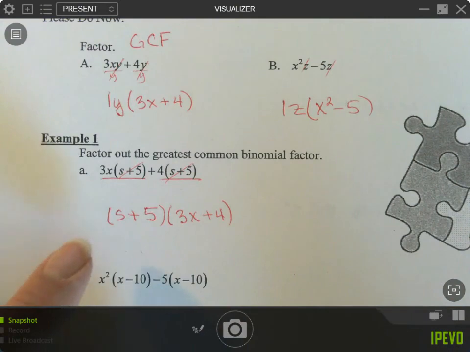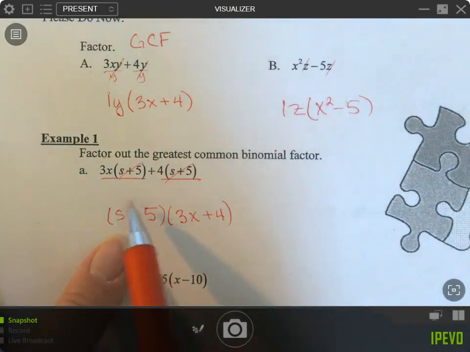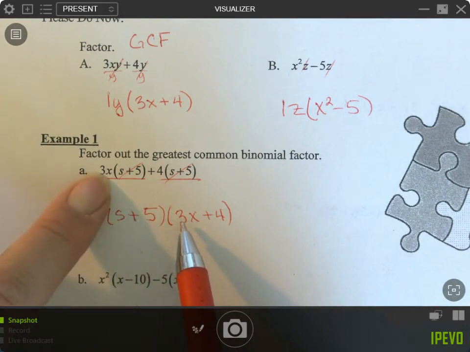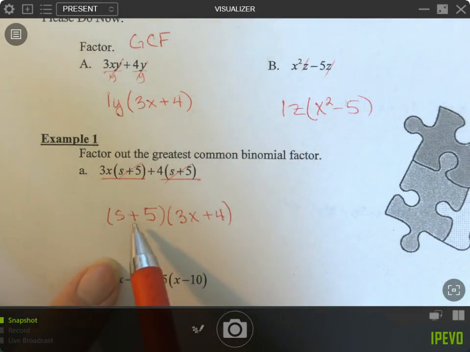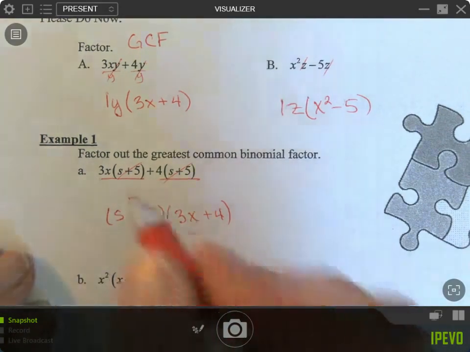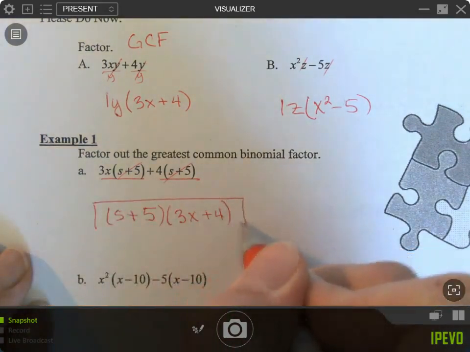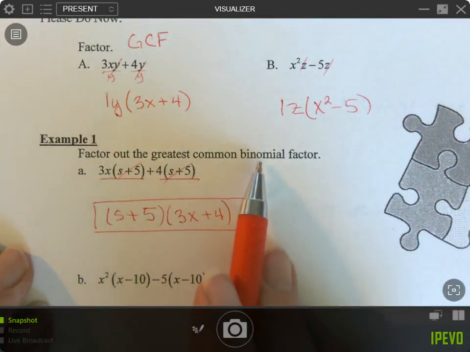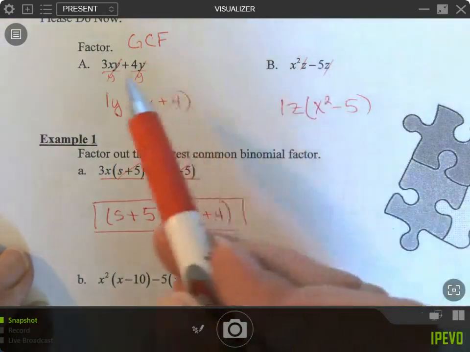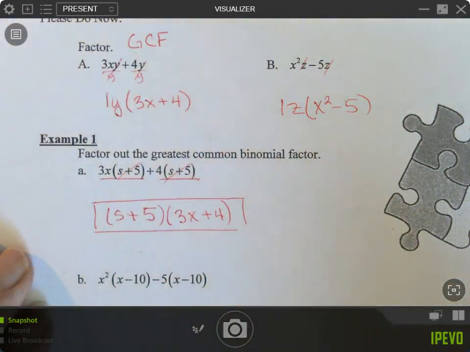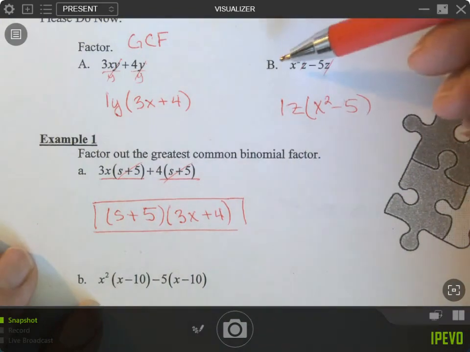So when you look at this, you're taking the s plus 5 and distributing it to the 3x. You get right back to here. And you're taking the s plus 5 and distributing it to the 4 and getting back to here. That's it. You have factored a binomial. This is what it said, factor out the greatest common binomial factor. Here we factor out a monomial, 1 term. Here there's 2 terms.